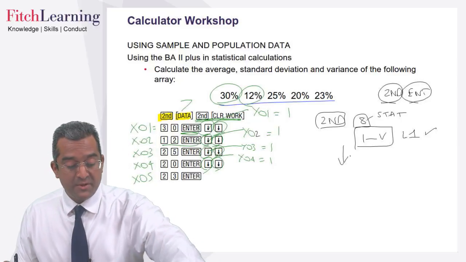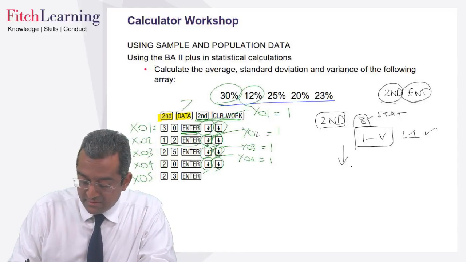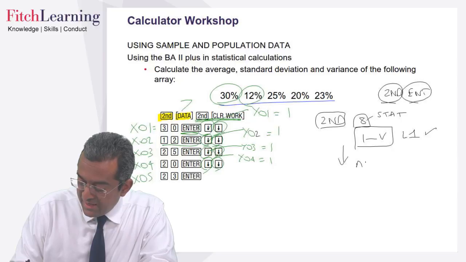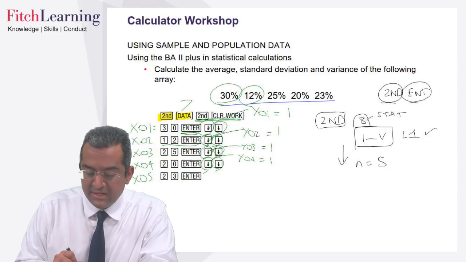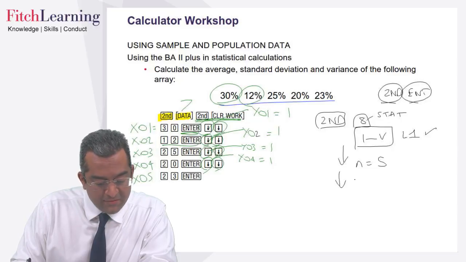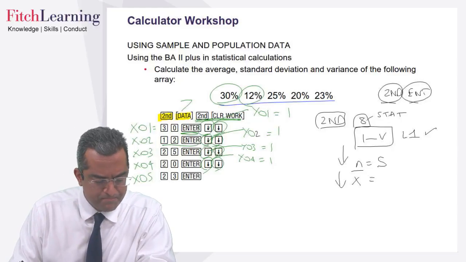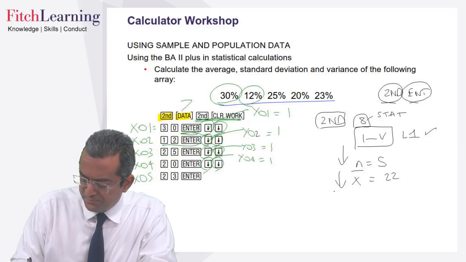That should give you access now to a range of stats, such as N. N equals. Now I get 5. Do you get that? Because there are 5 items here. So N is 5. Down arrow again should give you X bar, which is, as I'm sure you know, the arithmetic mean. That should come to 22.